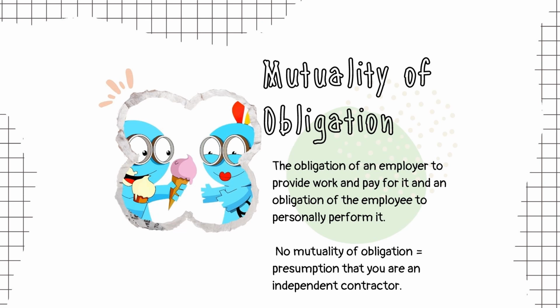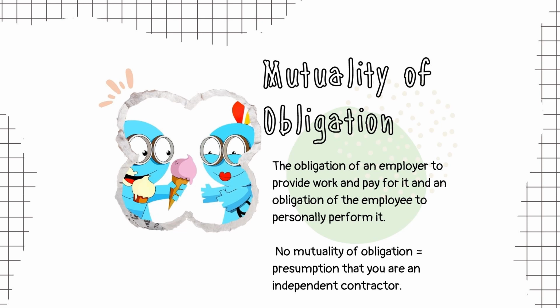Mutuality of obligation is the obligation of an employer to provide work and pay for it, and an obligation of the employee to personally perform it. Where the employer has work to be done, the employer would be under an obligation to call on the employee to do it. And the mutuality of obligation comes in that the employee will be under an obligation to come and do it. So the employer is obligated to provide work and pay. The employee is obligated to perform the work.